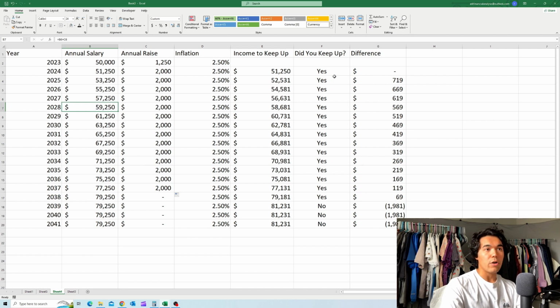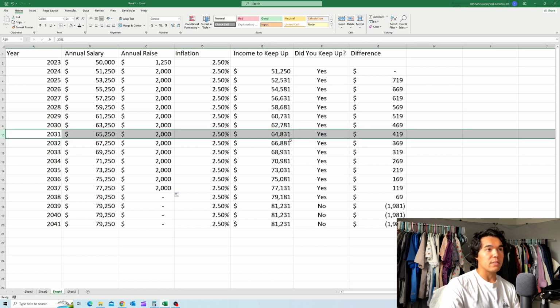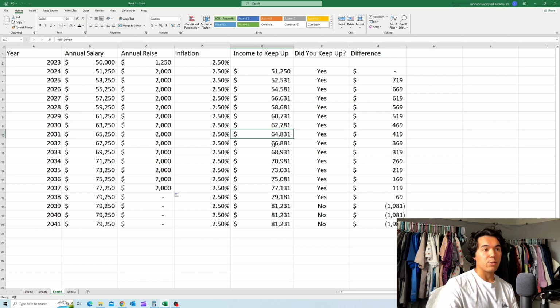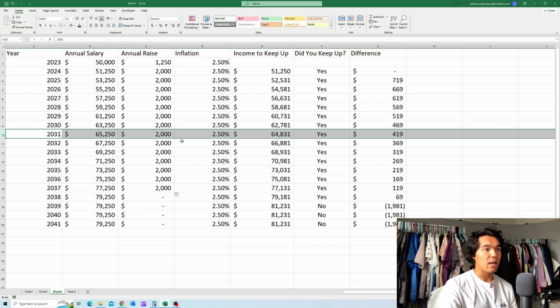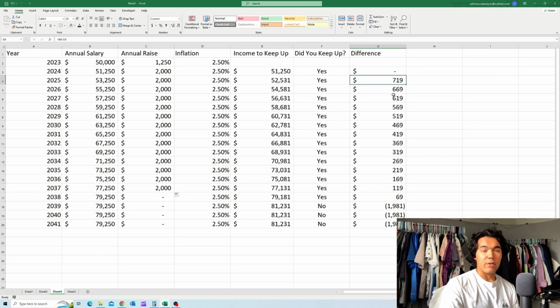Because if we're looking at this chart, clearly he is keeping up with inflation. And that's shown here, right? Because the income that he would need to make to keep up is $64,831, and he's making $65,000. So he is ahead of the curve in this case, right? The interesting detail that we want to take a look at here is the difference between his annual salary and the income that he would need to keep up with inflation. And you don't have to be any kind of genius to determine that it's going down year over year, right? So this is interesting, right?